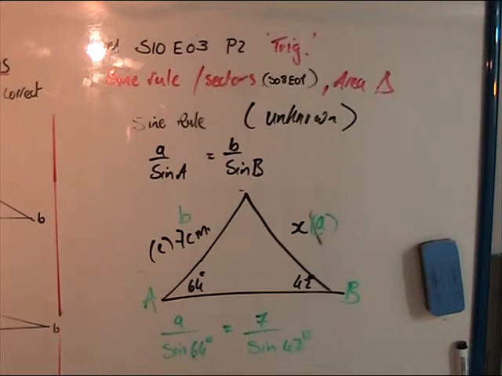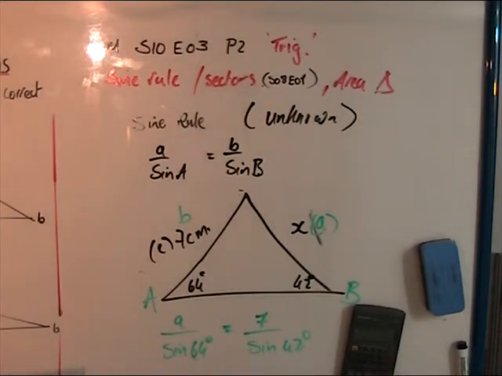So I get these values and I work them out. I work out what sine of 64 is. I use my calculator. Sine of 64 is 0.89. So I'll put 0.9 is equal to 7 over sine of 42. Sine of 42 is 0.66. And I manipulate the formula.